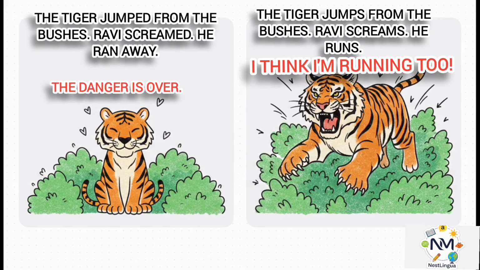Let's test this with one more example. The tiger jumped from the bushes. This past tense version feels like a safe nature documentary. The danger is totally over. But the present tense version reads, the tiger jumps from the bushes. That makes you feel like you need to start running right away. And that's exactly what the writer wants to achieve.